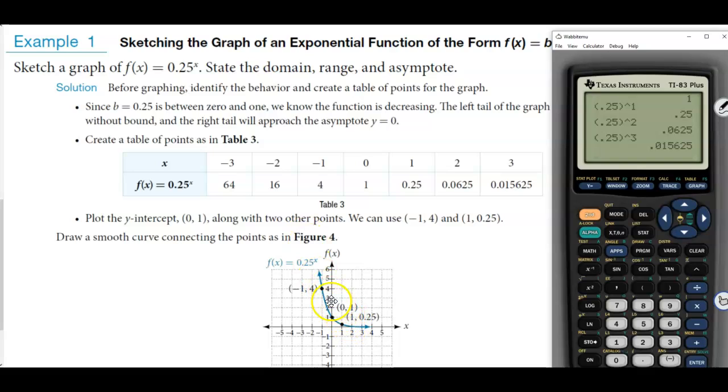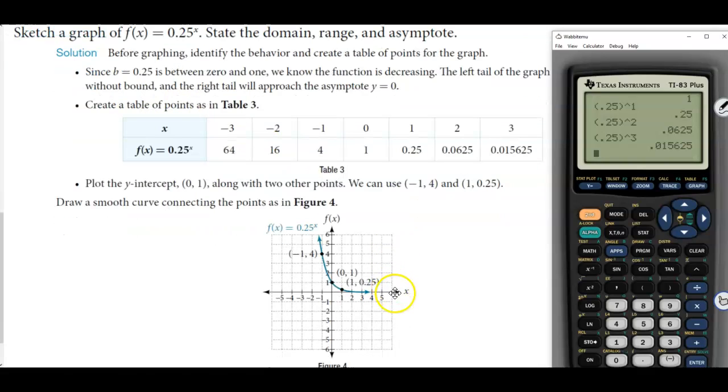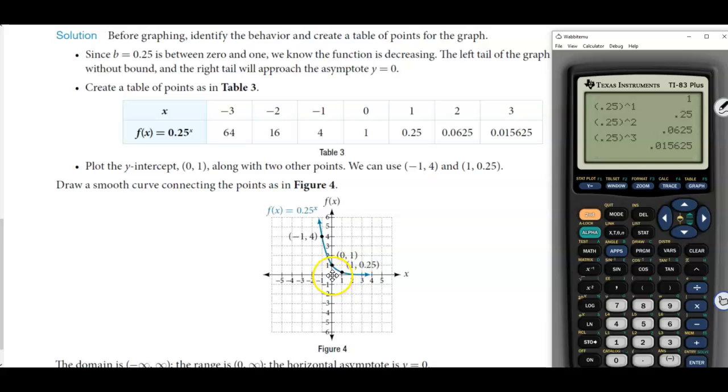We want to graph something on the left side and something on the right side so we can see the direction of the curve, even though we already know what it is from the base. We plot the y-intercept (0, 1). We plot another point, (1, 0.25), and then another point, (negative 1, 4). Then we draw our smooth curve with arrows at the beginning and the end.